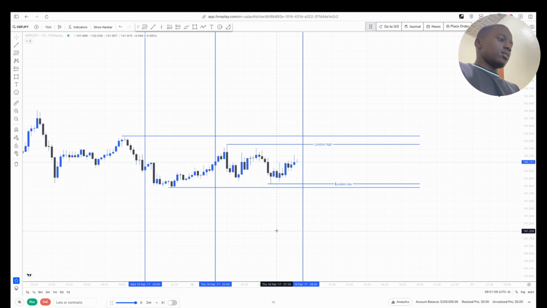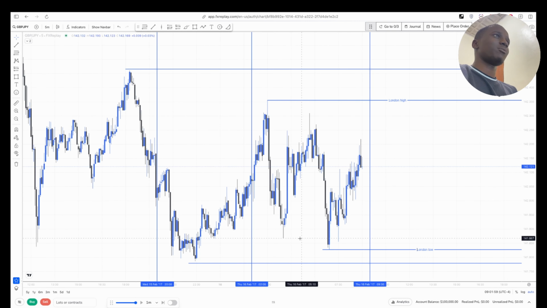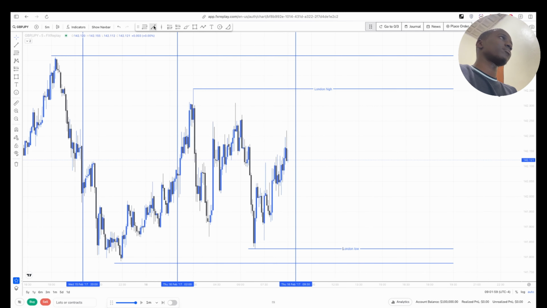Let's see if we will get an entry. Sorry, let me go on the 5 minute. We can see that we have our liquidity sweep in the London session. We have our sweep. You can see we have a market shift in here, and then we can see a fair value gap. So our first entry would have been in London session right here. This is a good fair value gap.